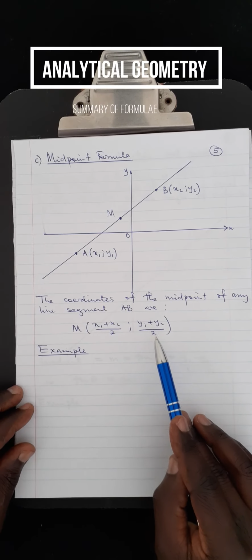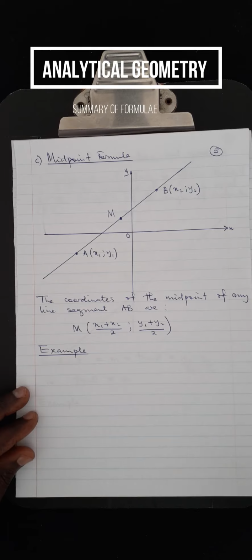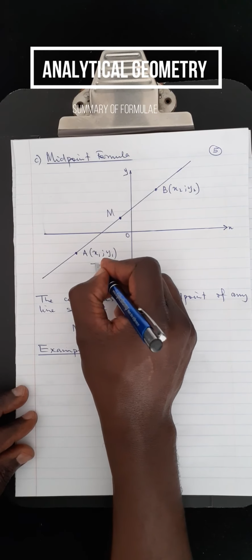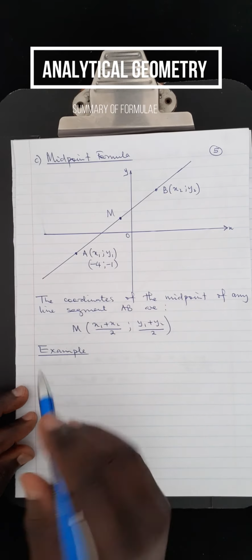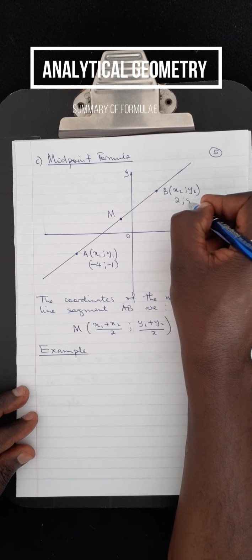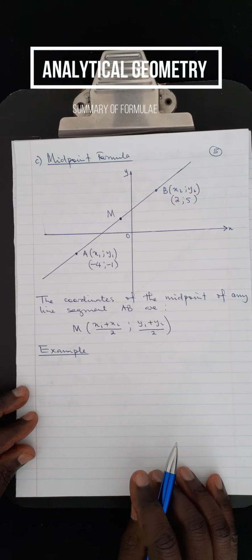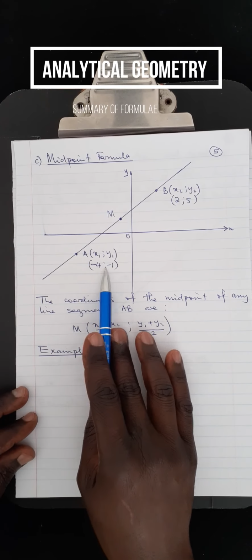Let's get into a specific example based on this. I'll use the same example of point A, -4, -1, the coordinate that I used earlier. And let's say our B is the coordinates 2, 5. So these are the coordinates. How do I use these coordinates to find the midpoint?